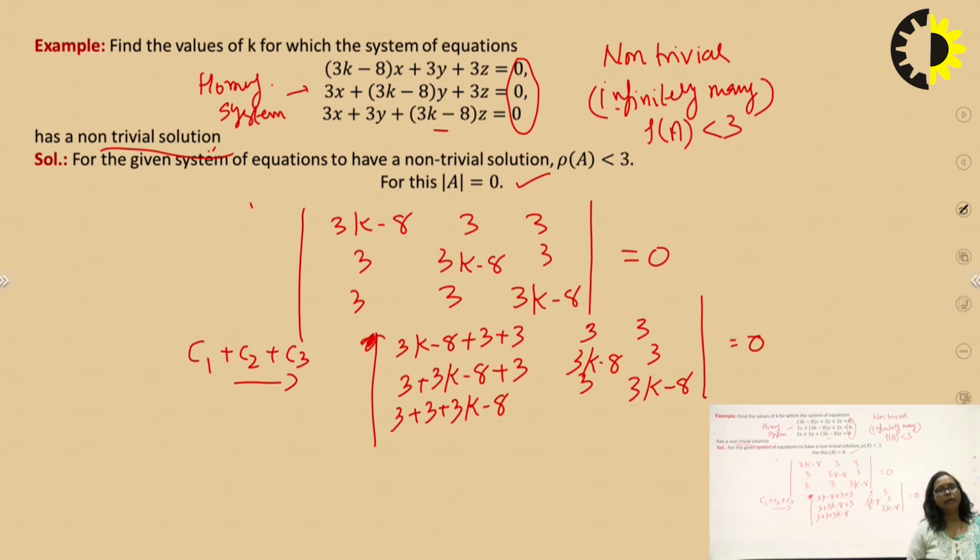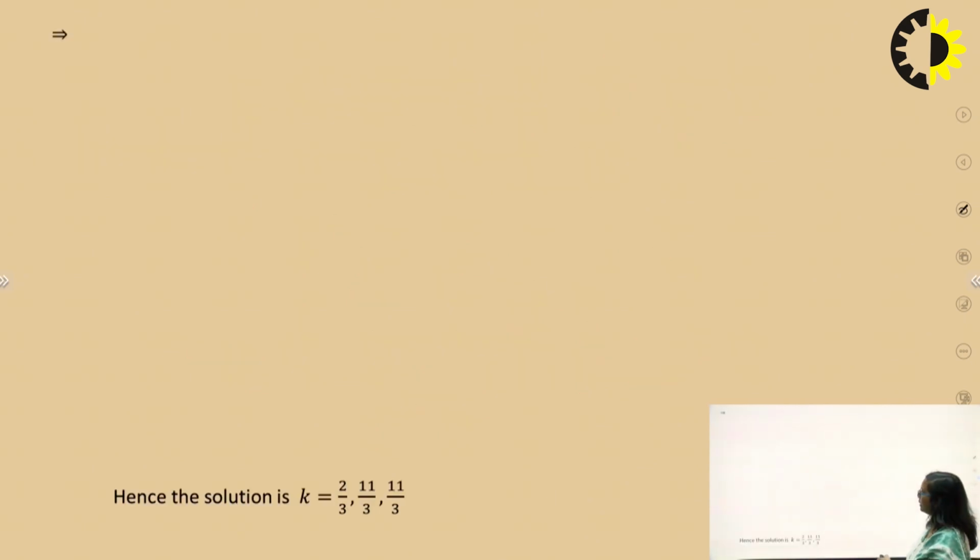Now when I solve it, look at what we get. 3 plus 3 is 6, minus 8 plus 6 is minus 2. So I get here 3k minus 2, here also 3k minus 2, and here also 3k minus 2. Other elements remain the same. So in the first column we are getting 3k minus 2 everywhere. In the first row, each and every element is 3k minus 2. So I write this in the next step.